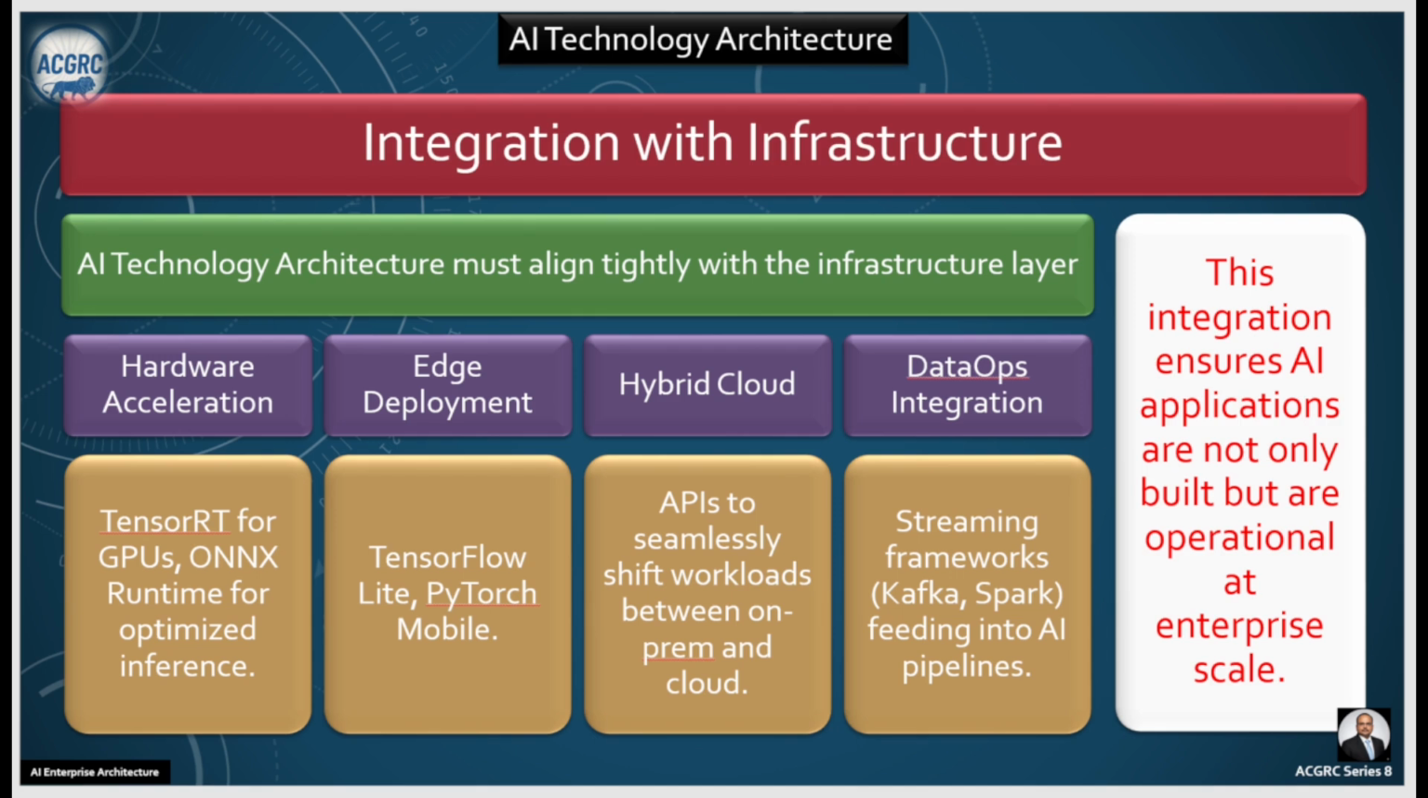TensorFlow Lite or PyTorch Mobile comes under the edge deployment space. APIs to seamlessly shift workload between on-prem and cloud come under the hybrid cloud space. Streaming frameworks like Kafka or Spark feeding into AI pipelines come under the data ops integration aspect. This integration ensures AI applications are not only built but are operational at enterprise scale.